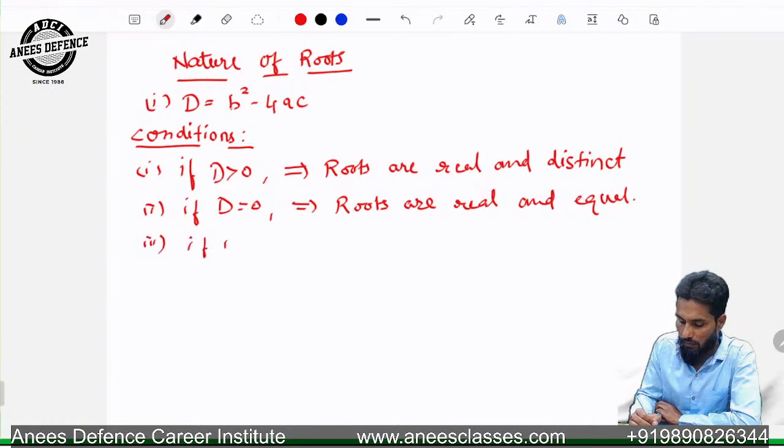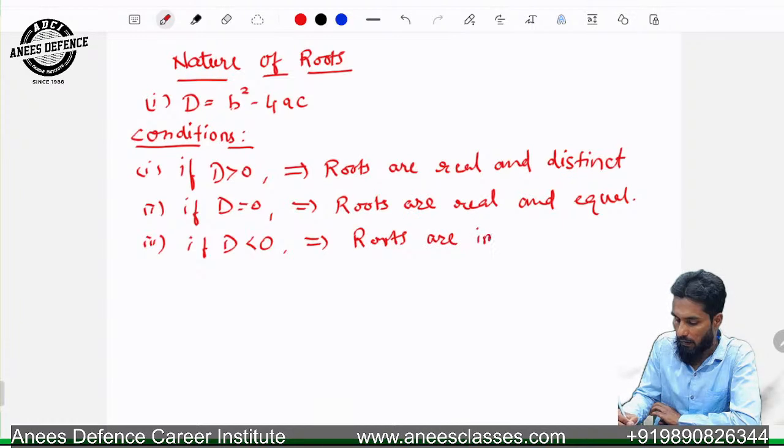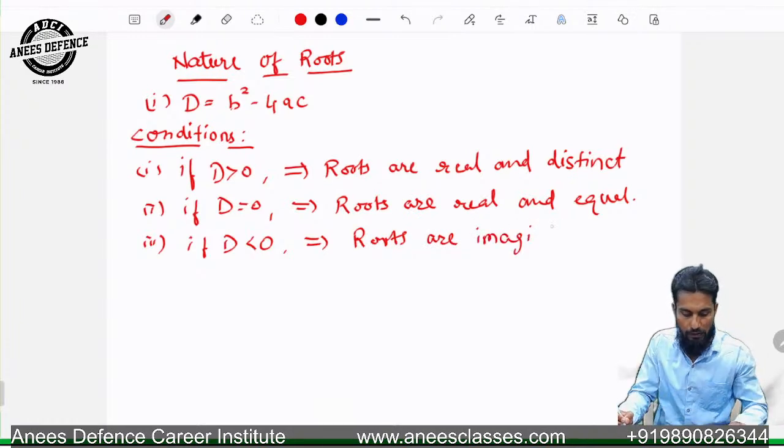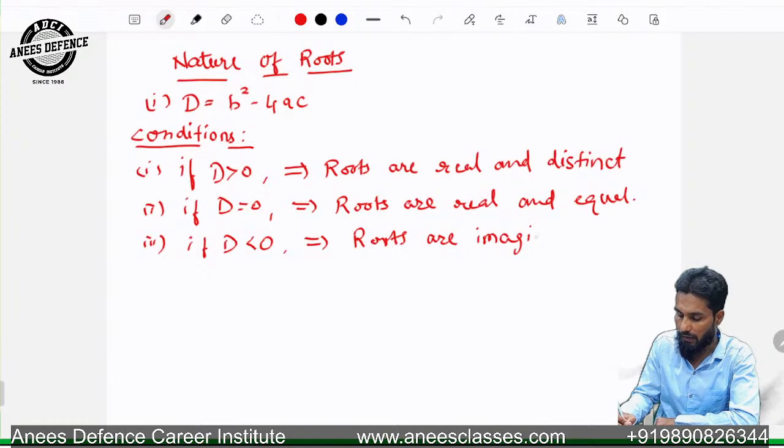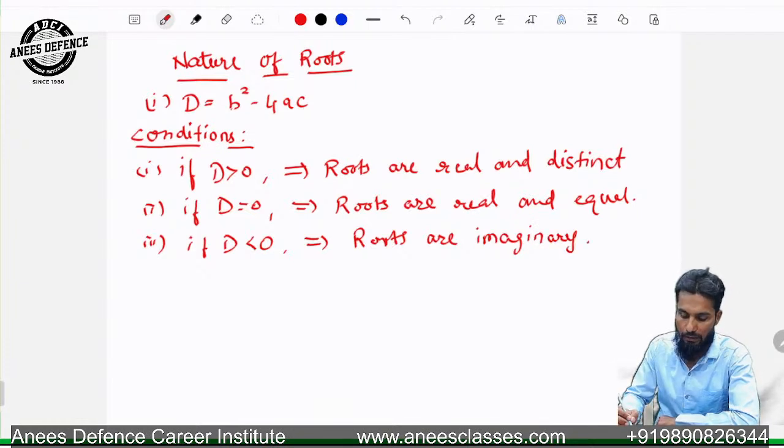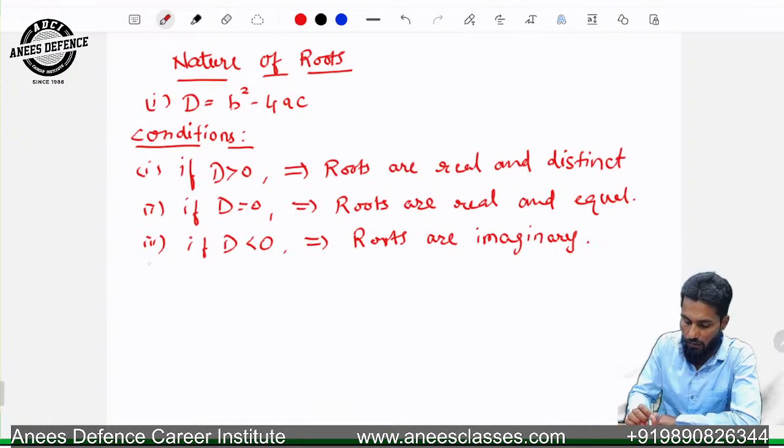And the third condition, if discriminant is less than 0, it means the roots are imaginary. And you must know this point that imaginary roots always exist in pairs. That means if one root is imaginary for any quadratic equation, then the other root will be its conjugate.